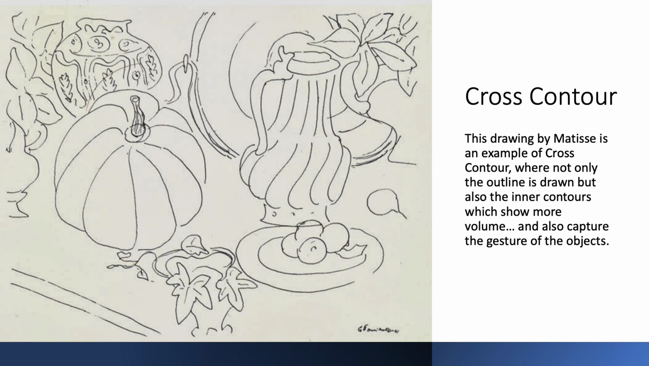And all of that adds to the feeling of the gesture. We almost feel like these are still life objects and they're inanimate, but they almost seem to be animated in the beautiful way that he's portrayed them.